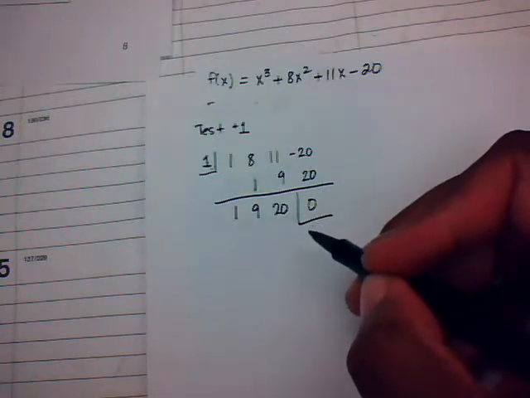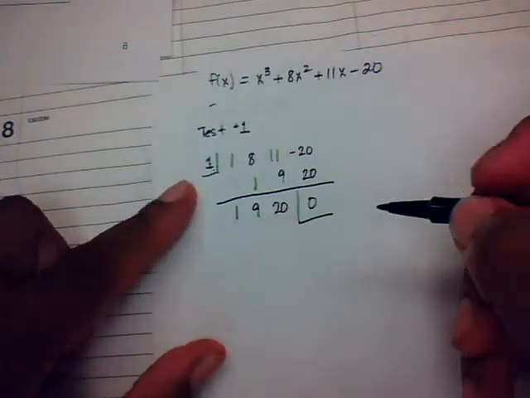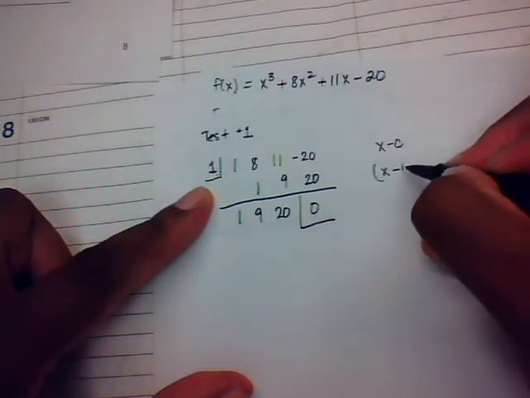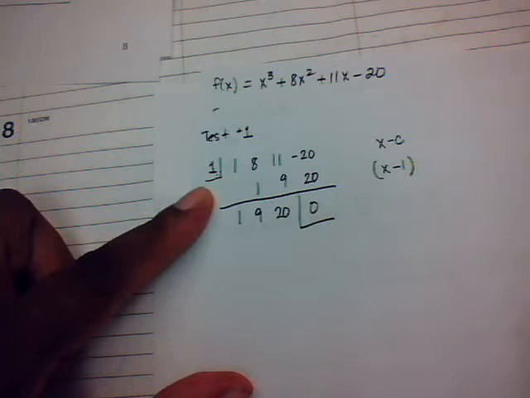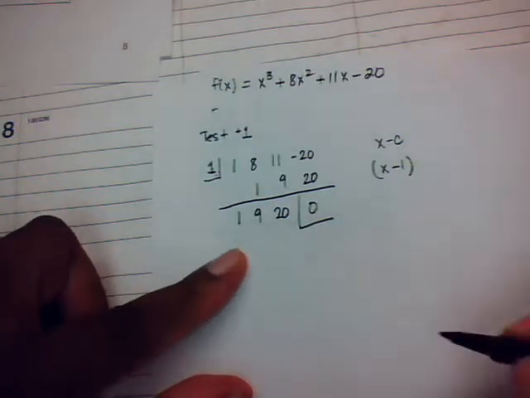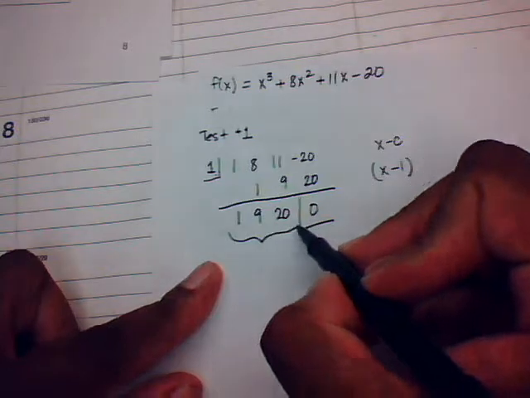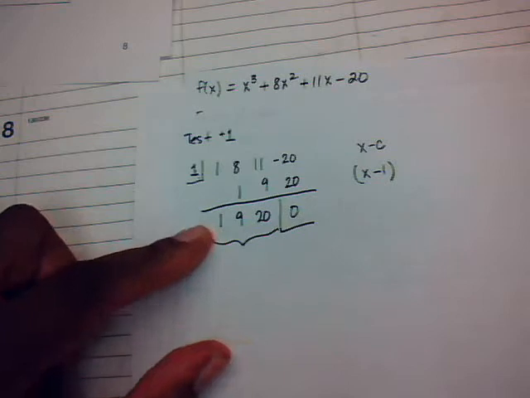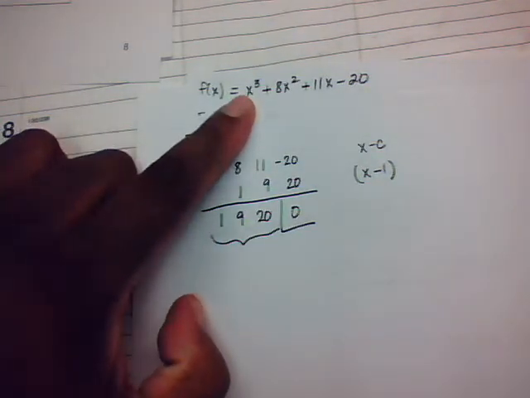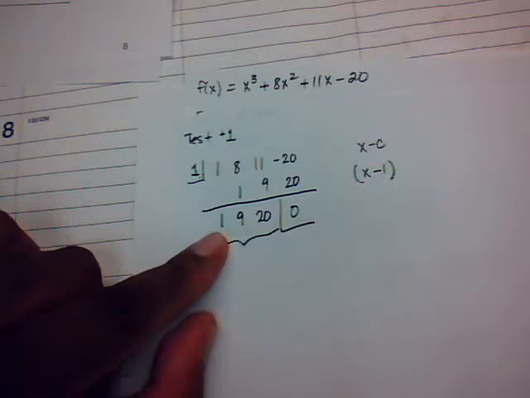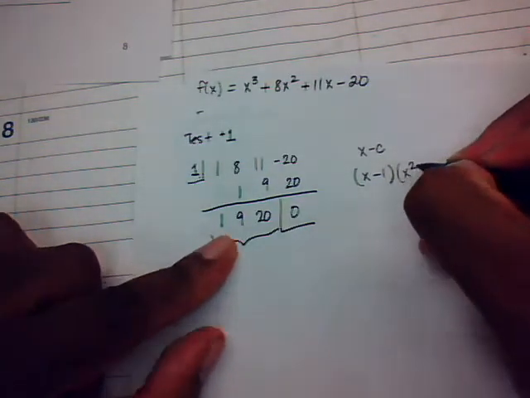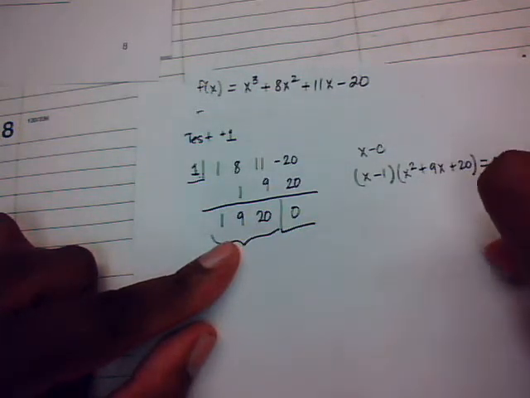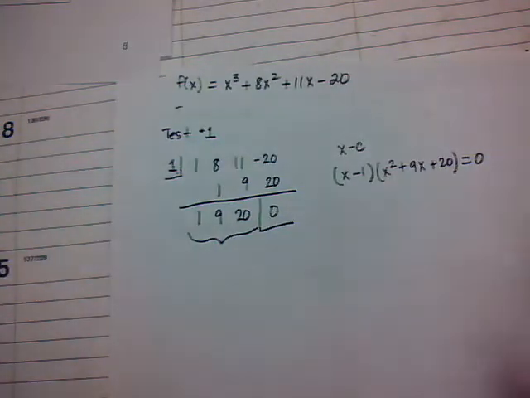Okay? So we know from x minus c, x minus 1 is going to be a factor of this polynomial function. The other factor is right here. And if you recall, when you rewrite your quotient, it's always one exponent less than the highest exponent in that particular function. The function started off as x cubed, so that means that this will start off as x squared, then plus 9x, plus 20. Then we're going to set that equal to 0. Okay?